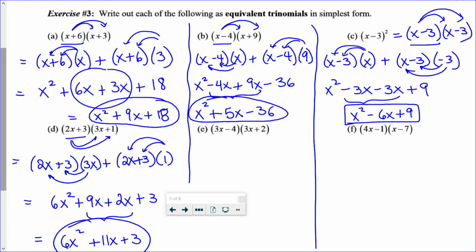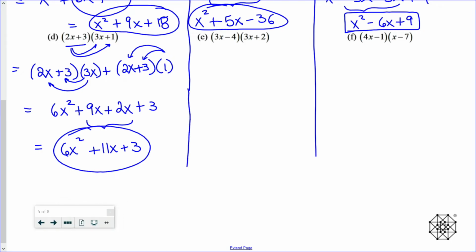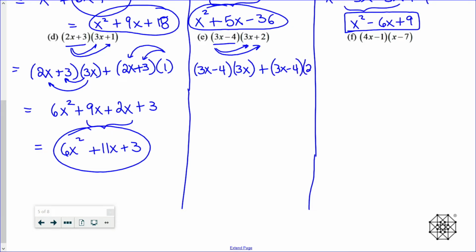All right. Let me move the board up a little bit. Let's talk about this one. 3x minus 4 times 3x plus 2. Give myself a little more space. Again, double distribution. We're just going to distribute the 3x minus 4. 3x minus 4 times 3x, whoops, let's try that again, plus 3x minus 4 times 2, just fit in there. Now we'll have to distribute this. Starting to wonder if this should be called triple distribution.